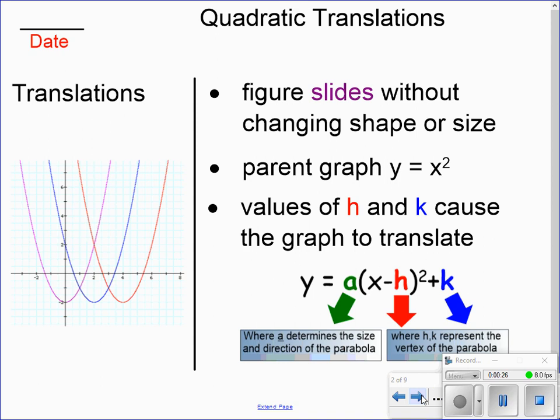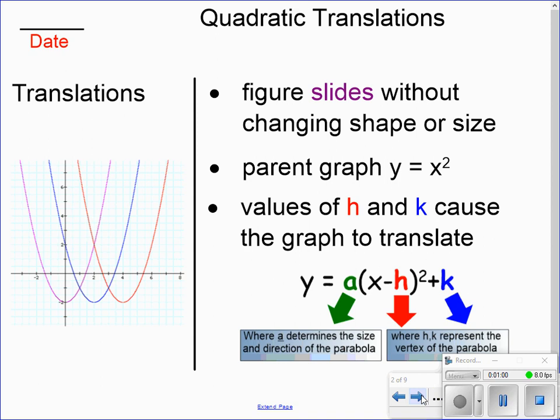A parent graph of our quadratic function is y equals x squared. This is a graph that goes through the origin, and it is x squared. It's going to have this same general size and shape. H and k are going to cause the values to translate. H is going to cause it to go left and right, and k is going to cause it to go up and down.